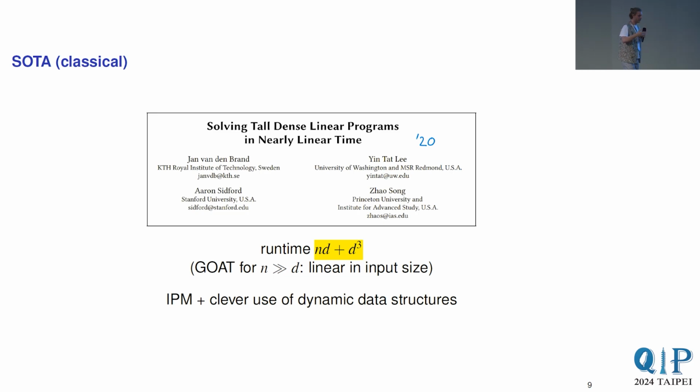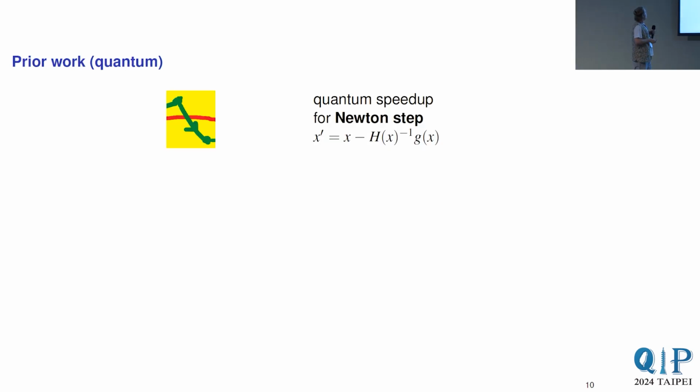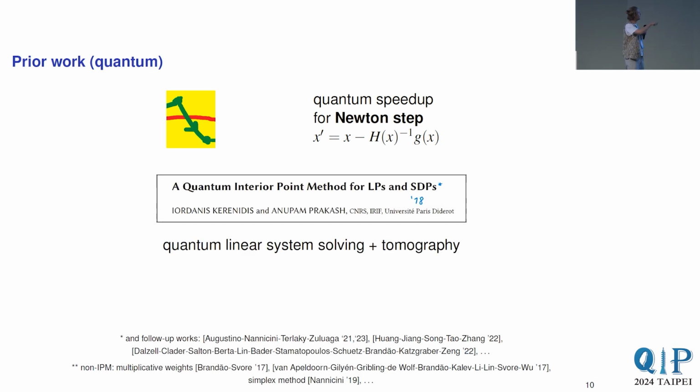They use this notion of IPM, path following, and combine that with some clever use of dynamic data structures. There's also prior work in the quantum setting, and most of the prior work, and also our work, focuses not on changing the path following idea, but on speeding up this Newton step, where you have to do some matrix inversion. If you think matrix inversion and quantum, you come up with the following idea, which Kerenidis and Prakash worked out in 18: use quantum linear system solving plus tomography to estimate this vector here, right?